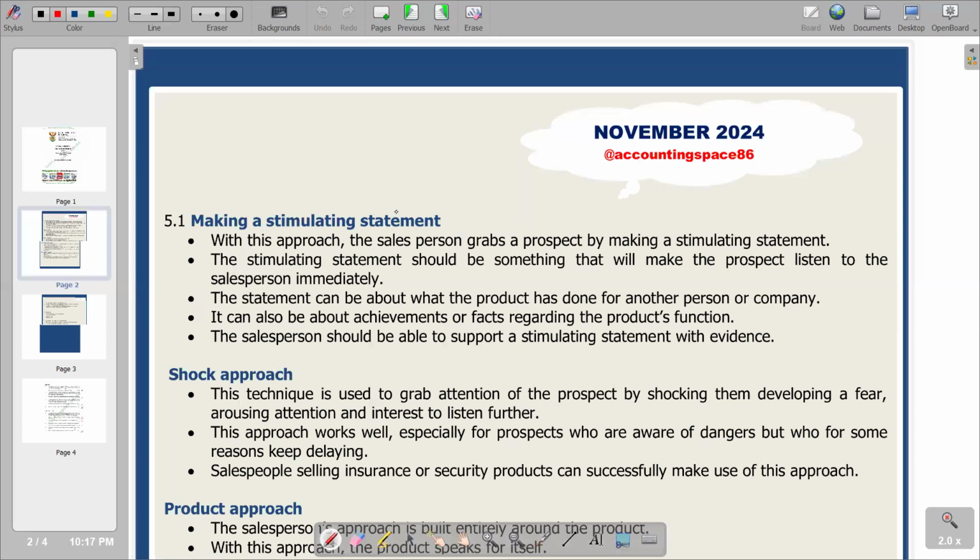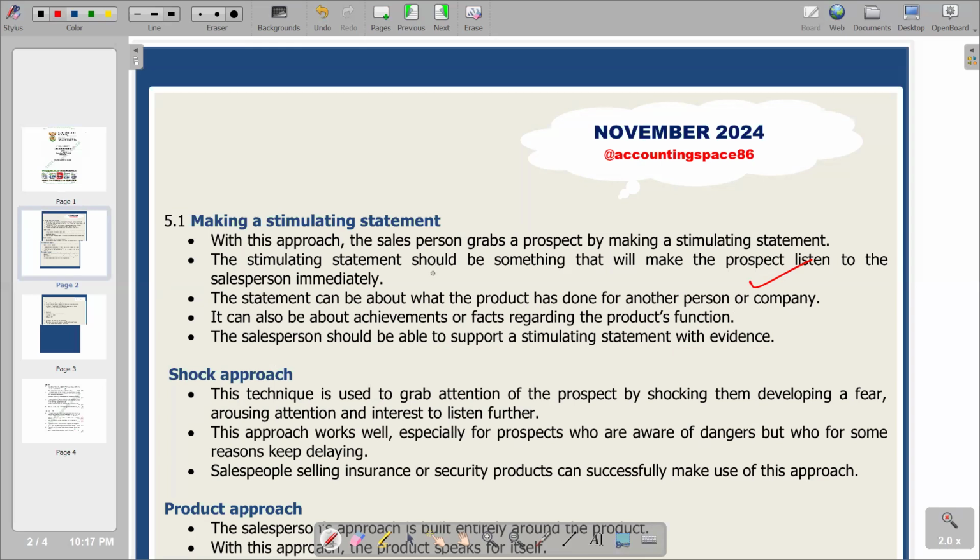You'd see that a stimulating statement causes enthusiasm and interest. So basically, you are giving a statement that is going to make the prospect interested in the product. So we are going to see that the salesperson grabs a prospect by making a stimulating statement. Examples of stimulating statements you can give: the statement can be about what the product has done for another person or company. So that's the typical stimulating statement that you can give.